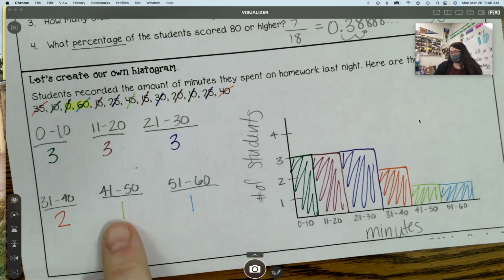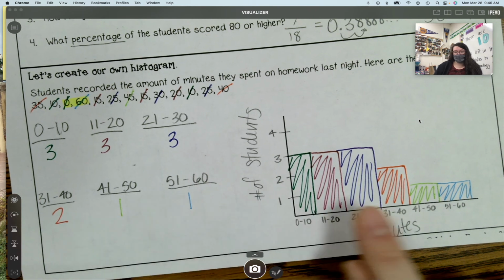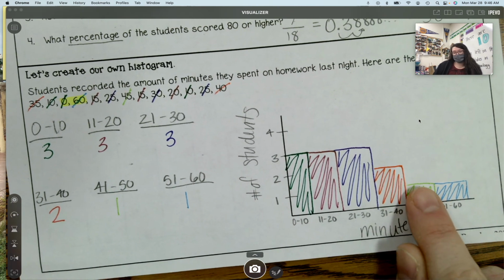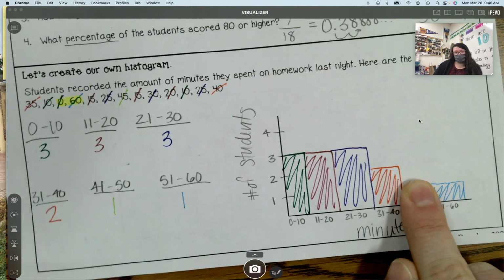Let's say there was a 0 in this 41 to 50. I would still write that range on here. It's just I wouldn't have a bar. There would just be a hole there. There would just be a gap.